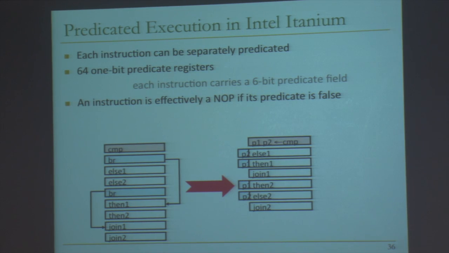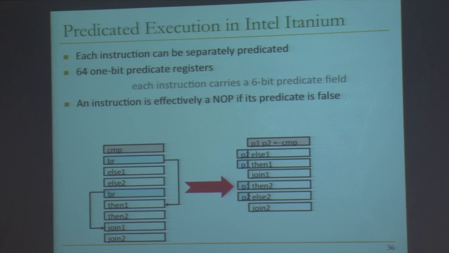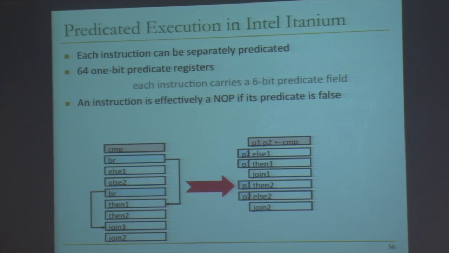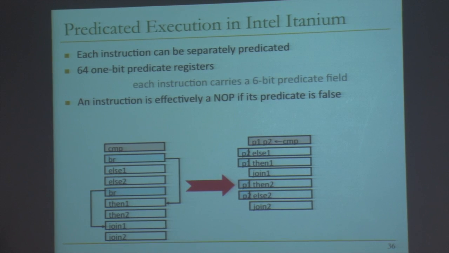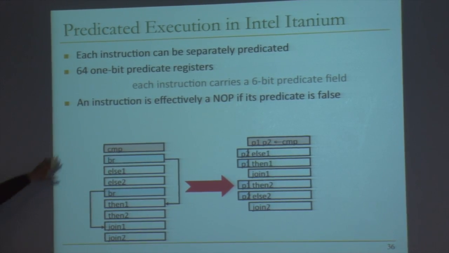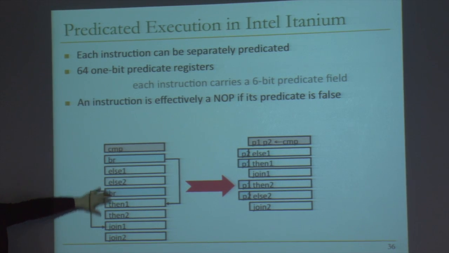So this is Intel IA64 Itanium. Each instruction can be separately predicated. That's very similar to actually ARM, if you will, except this has predicate registers. Each instruction carries a 6-bit predicate field. I think that's 4 bits in ARM, right? It's a condition field. Yeah, it's not a predicate register field. So it's a little bit different from ARM. An instruction is effectively a no-op if it's predicated false.